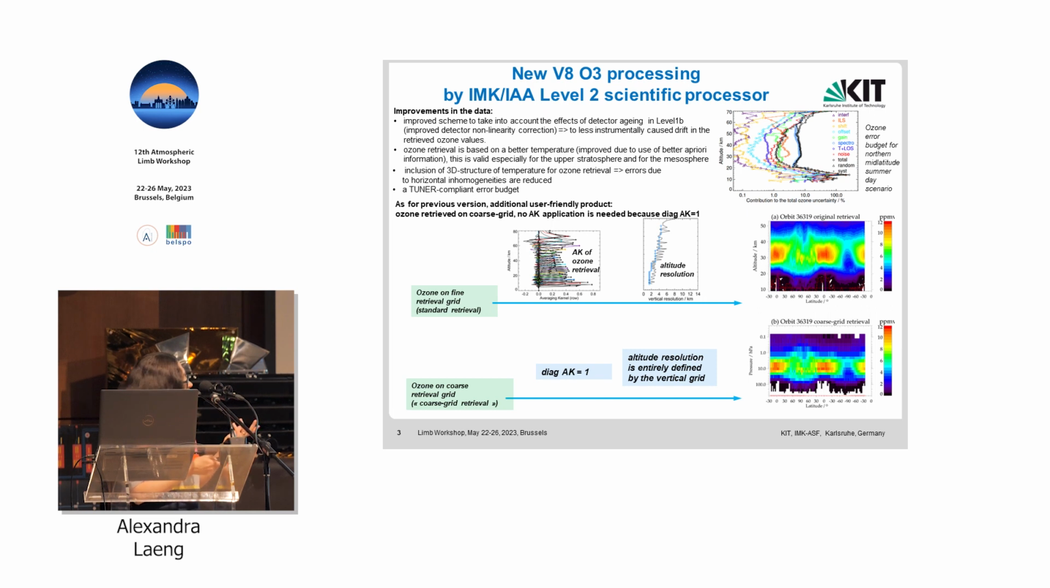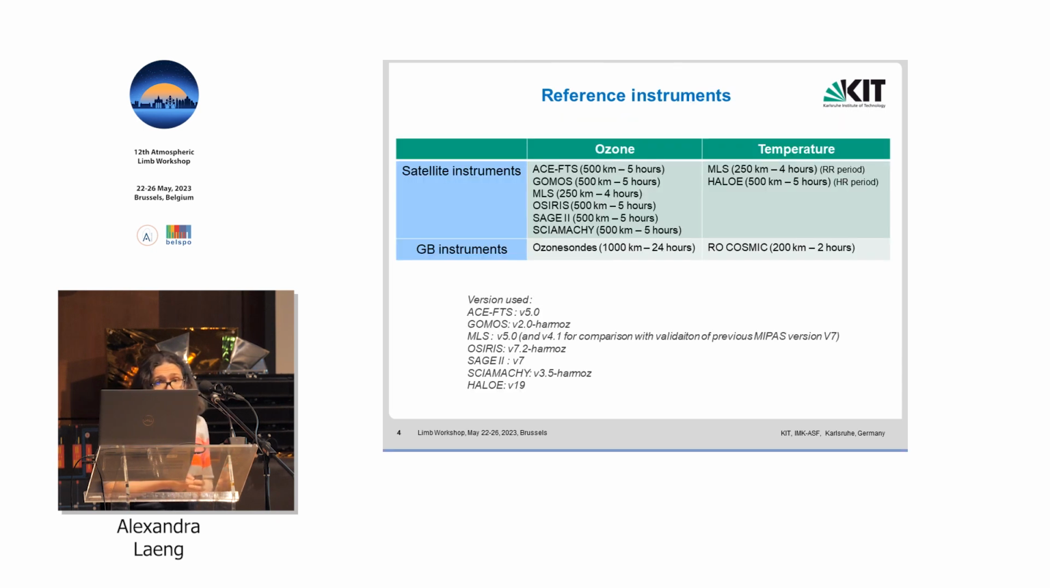So we retrieved almost all the species, but for the ozone, it's already out there. It is already public. So the validation exercise: we compared with satellite instruments ACE, HALOE, MLS, GOMOS, SAGE, and SCIAMACHY. For most of them, we are taking the matching criteria of 500 kilometers in 5 hours, except for MLS. As both are dense samplers, we can allow ourselves to tighten the matching criteria to 250 kilometers in 4 hours.